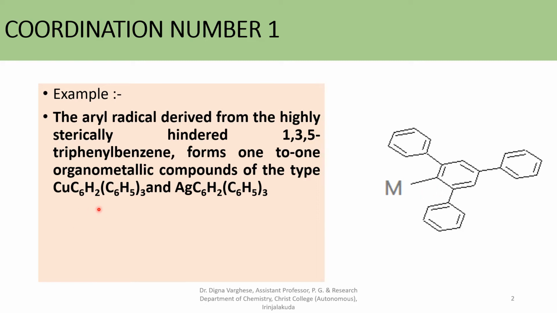Examples are Cu(C6H2(C6H5)3) and Ag(C6H2(C6H5)3). Here the metal may be copper or silver.